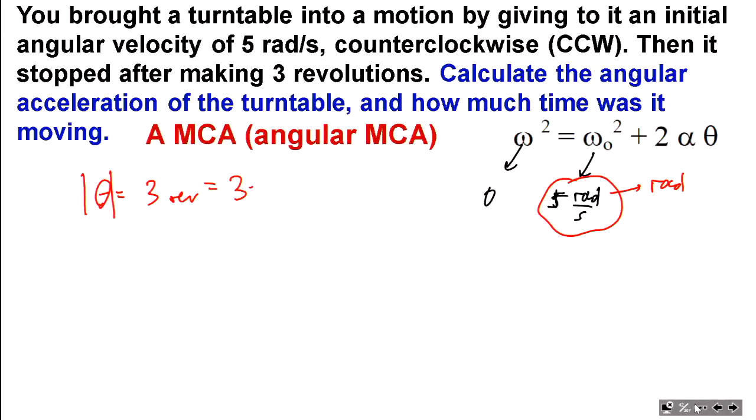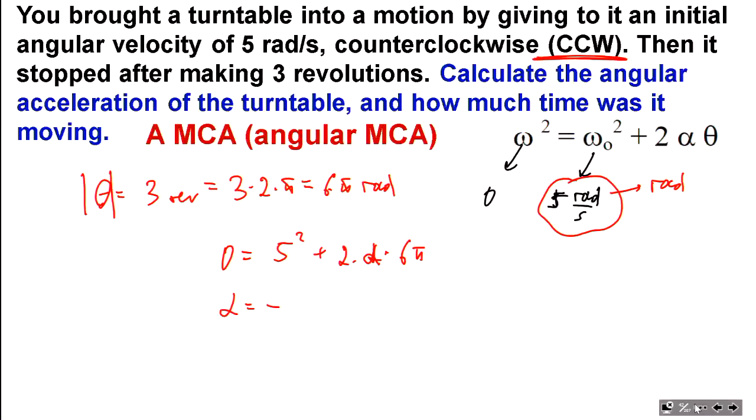So what do we do? Well, we know a conversion factor. One revolution is equal to 2 pi radians. So 3 times 2, 6, 6 pi radians, that's the angular displacement of this turntable. And now we can calculate acceleration: 0 equals 5 squared plus 2 times alpha times, well, it's displaced counterclockwise, so displacement is positive, 6 pi, that's alpha.